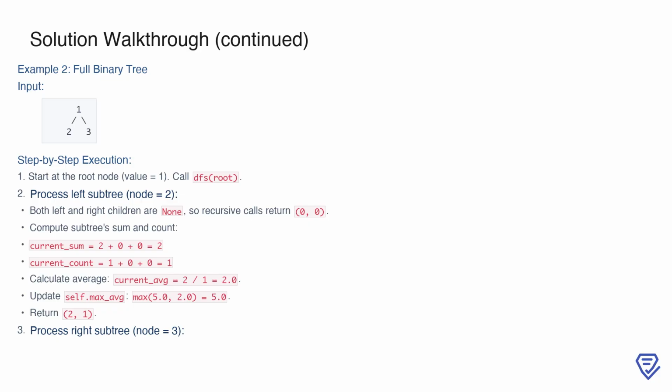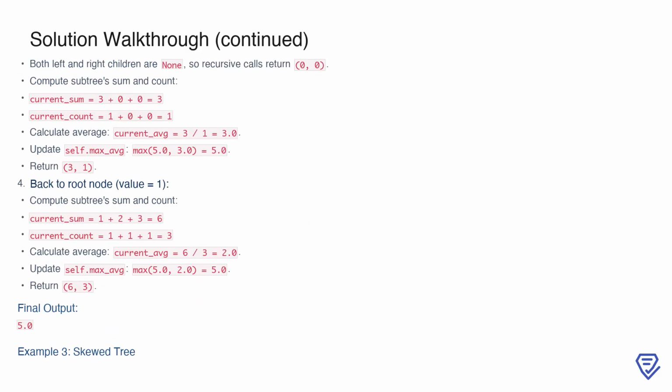Next, we process the right subtree, which is rooted at node 3. The right child, node 3, also has no children, so both the left and right subtree contributions are 0. The sum and count for this subtree are calculated as the value of the node plus the contributions from its subtrees, giving us a sum of 3 and a count of 1.